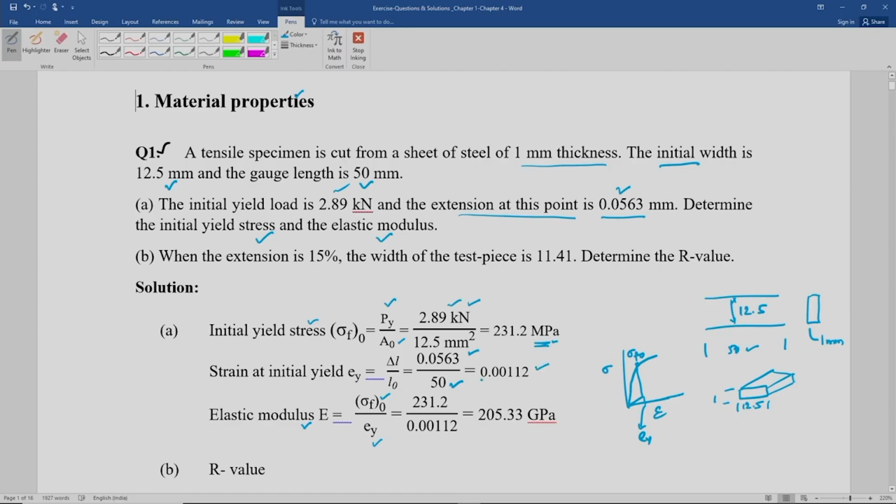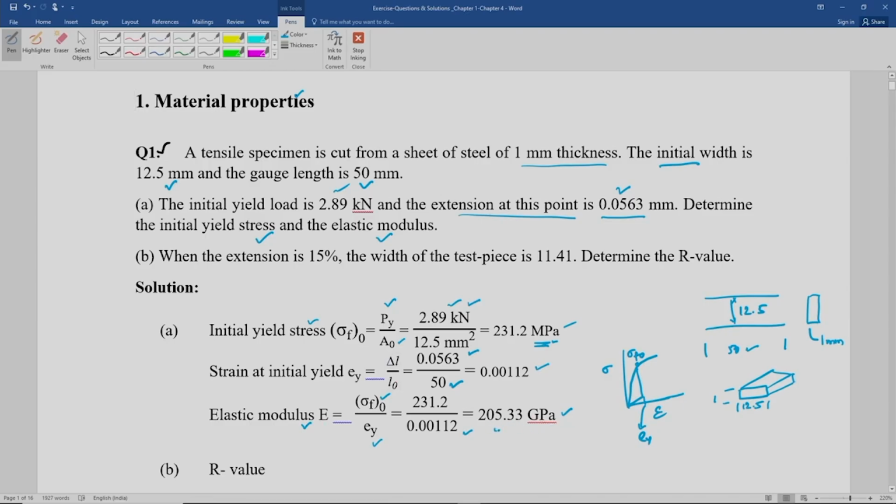You can imagine how small it is, 0.00112. By that time, it actually crosses the yield point, that is the meaning. So, you substitute that in the denominator, and 231.2 divided by 0.00112 will give you Young's modulus. Generally it is represented in GPa. So, yield strength in MPa, strain has got no unit, mm by mm, and Young's modulus generally represented in GPa. It is 205.33 GPa.